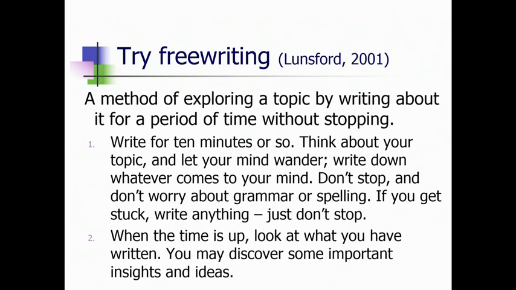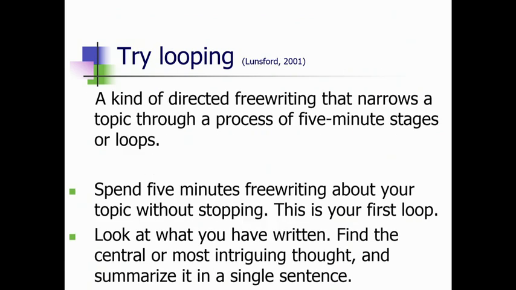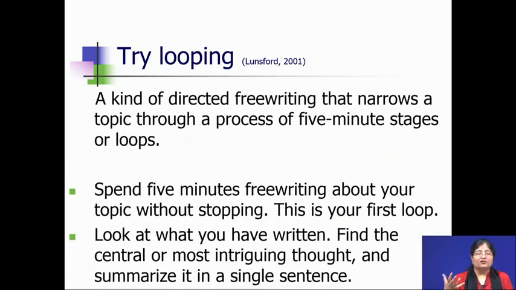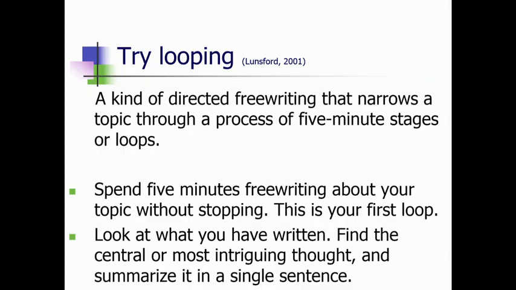Okay, and the next thing is connected to it. Once you've done your free writing, looping is a kind of free writing in which you narrow down your topic through 5-minute spurts of loops. So you spend 5 minutes free writing about your topic without stopping. This is your first loop. Then you lift your pen and read what you have written. Now your topic has got a certain direction. Then you think about that topic for maybe 10-15 minutes and start writing about this one direction that has emerged out of the first loop.